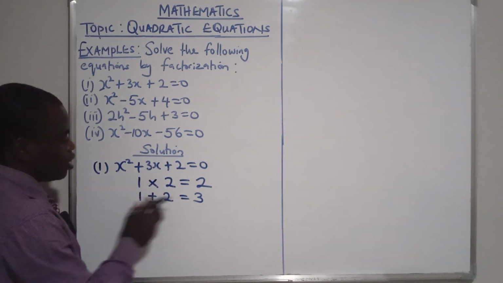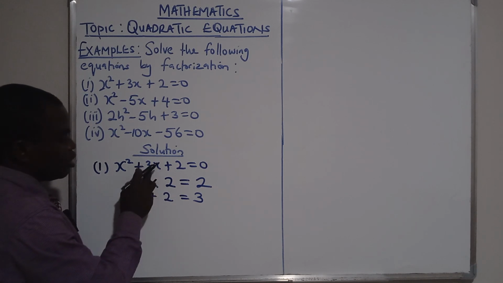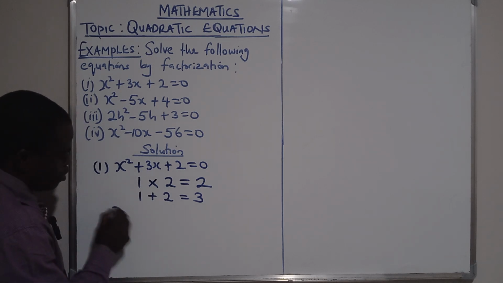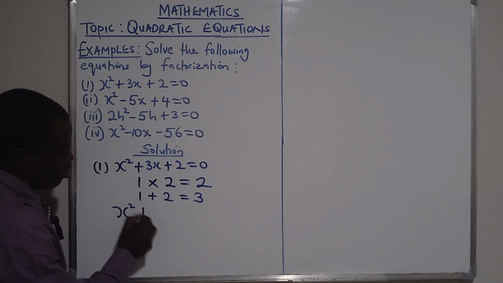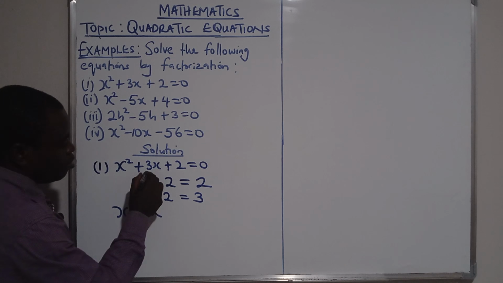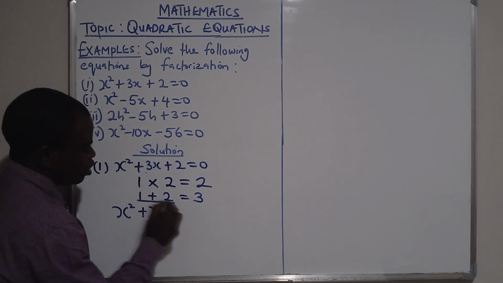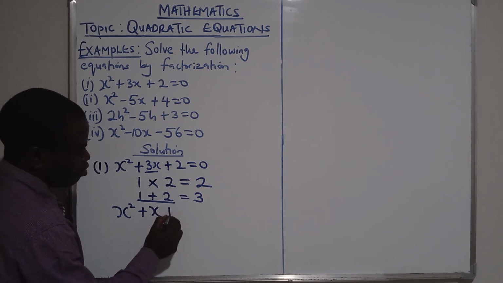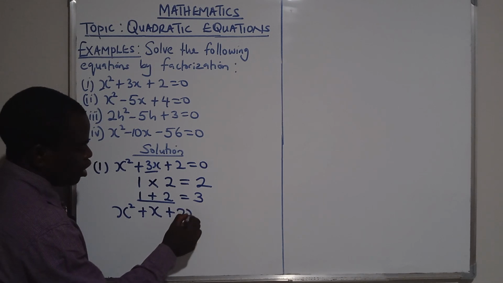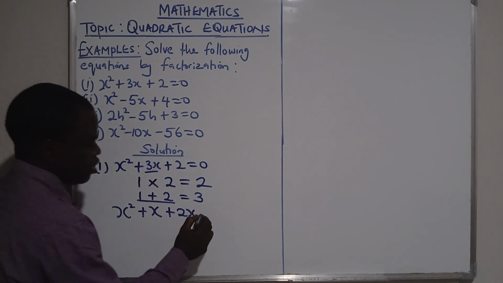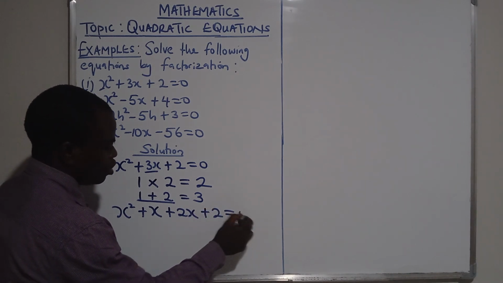You now replace 3 with 1 and 2. Let's see what I'm trying to say. We have x squared plus, you will not say 1x, just say x, plus x. We are replacing this 3 with 1 and 2, which is plus x plus 2x. You see that x plus 2x will still give us 3x. Okay, plus 2 equals 0.